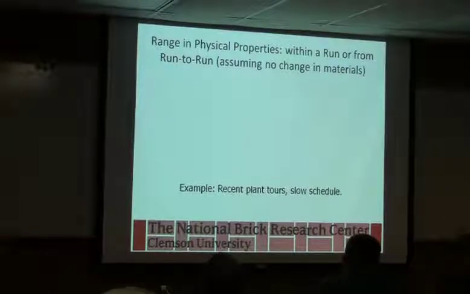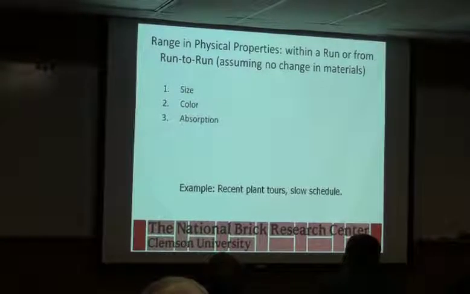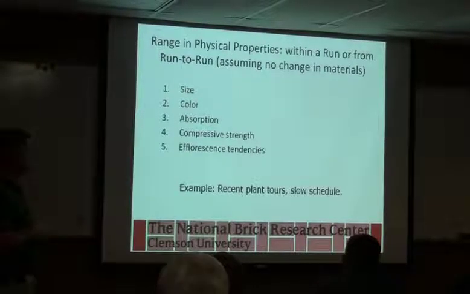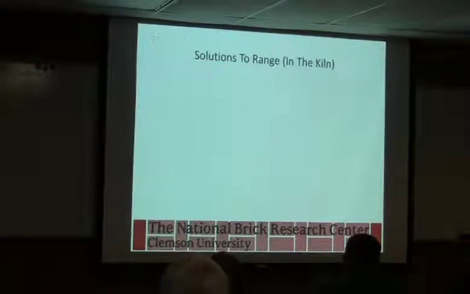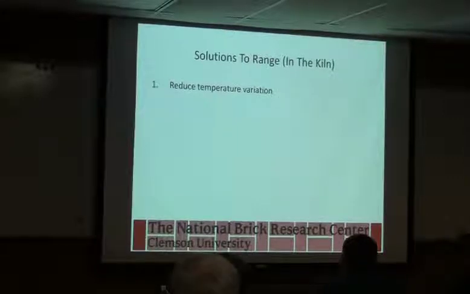Range and physical properties within a run and from run to run. You can have variation in size, color, absorption, compressive strength, efflorescence, and coring. The solution to range is reducing the temperature variation, obviously. It's always easier to say than to do, but it's something to think about: what's going to give me better circulation around the product and through the product.